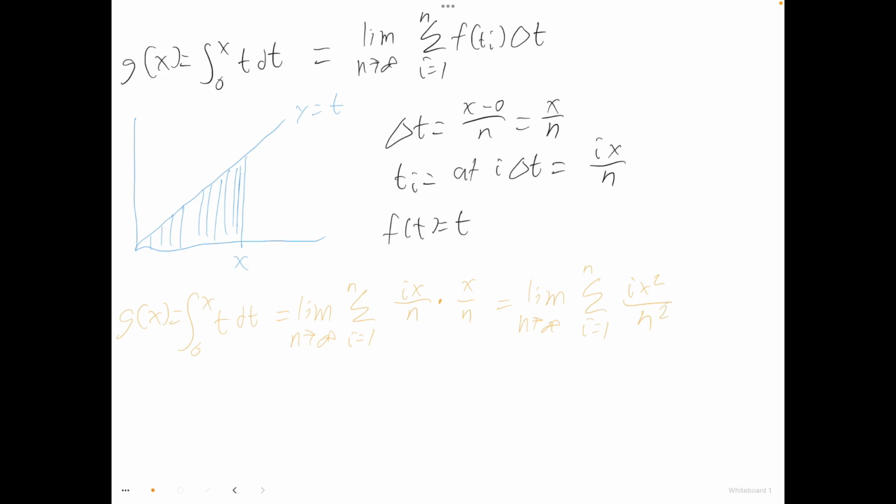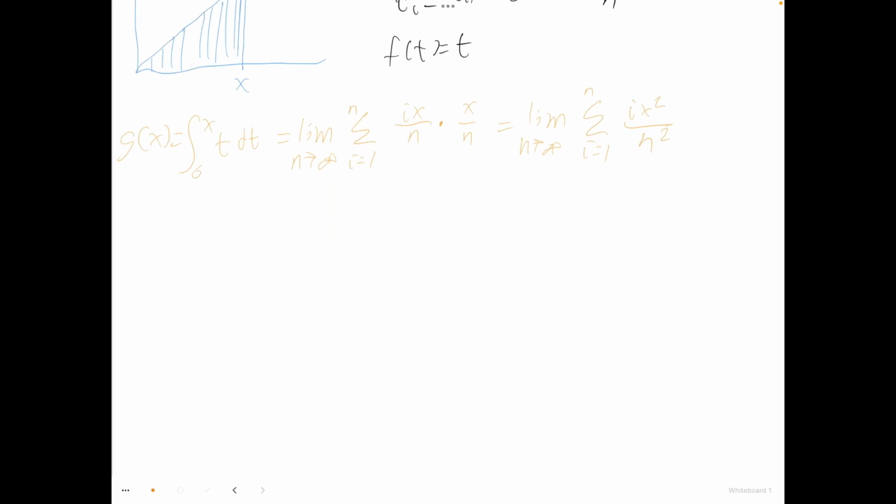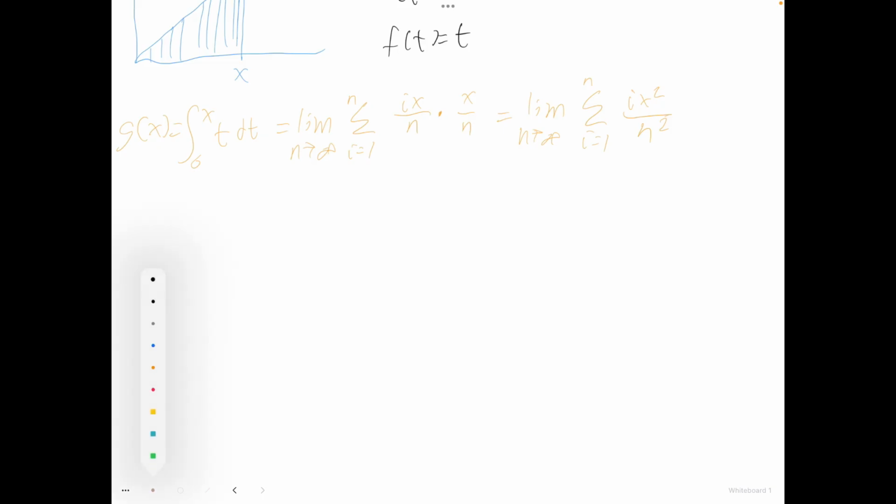And now we can compute this. So we're taking the sum from i equals 1 to n. x and n are not really relevant to the sum, so we can pull them out to have the limit as n goes to infinity of x squared over n squared times the sum from i equals 1 to n of i. We know how to compute the sum from i equals 1 to n of i, though. So this is the limit as n goes to infinity of x squared over n squared times n times n plus 1 over 2.